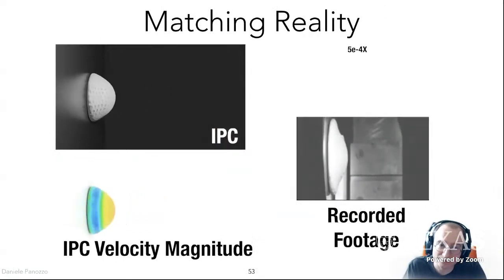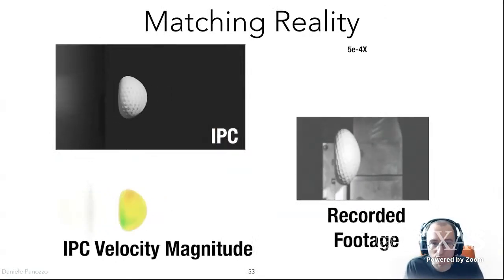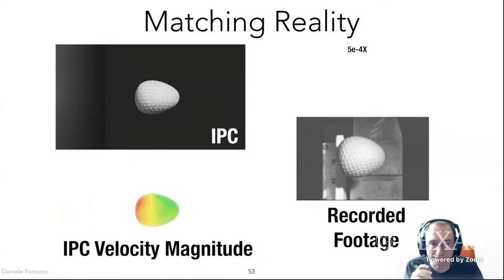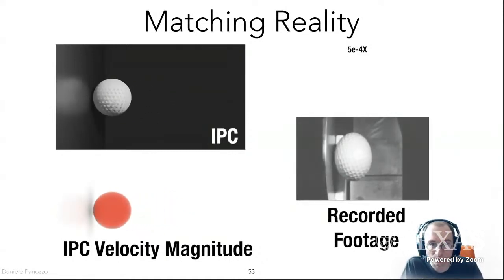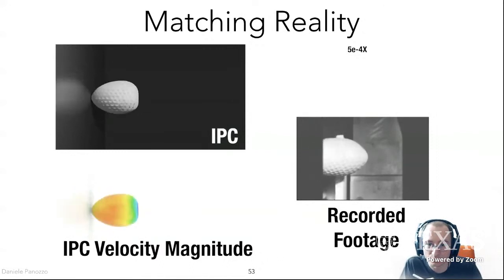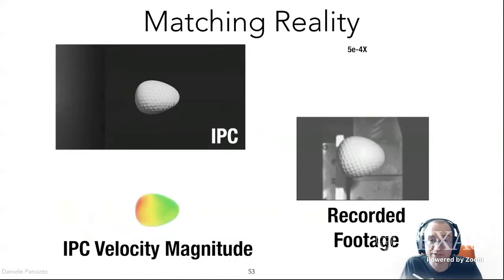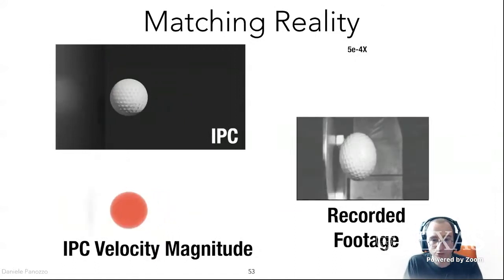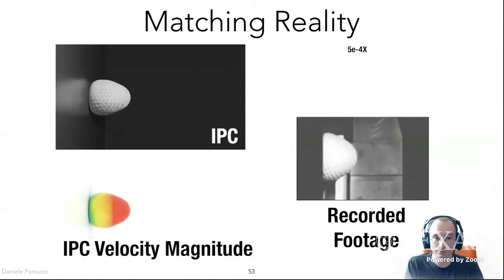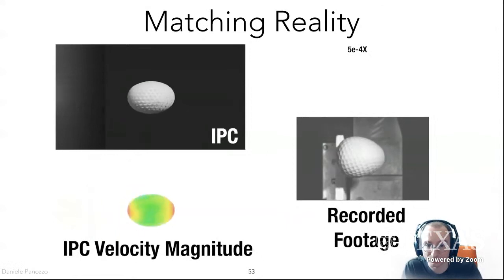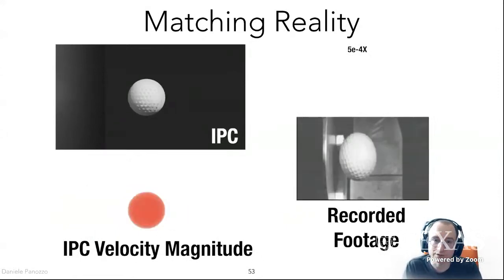You can more easily match reality. This is a golf ball made of foam, which is shot at high speed at a wall. And what you can see here is that at the top, it's our simulation. On the right, it's recorded footage. And you see that they are remarkably close. And you can even see in the bottom how the shockwave propagates after the object hits the wall and bounces back. And so it's exciting that you can now use these to simulate.